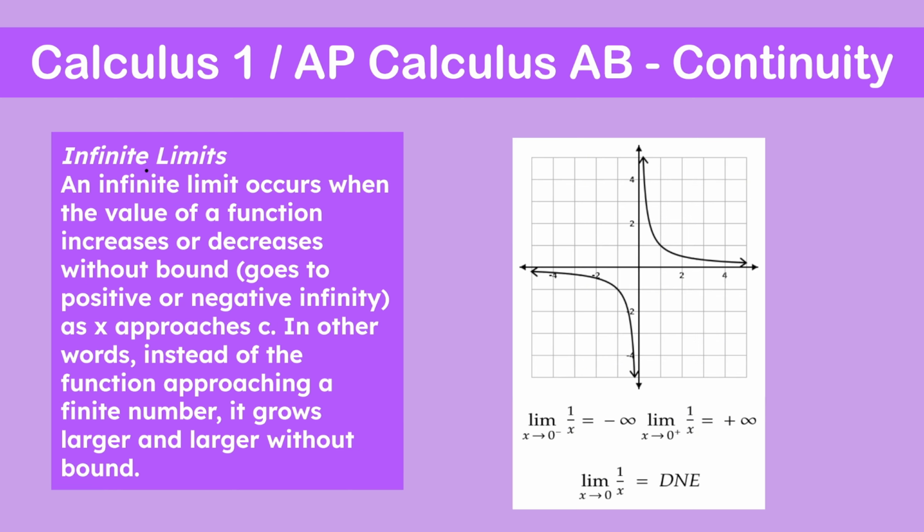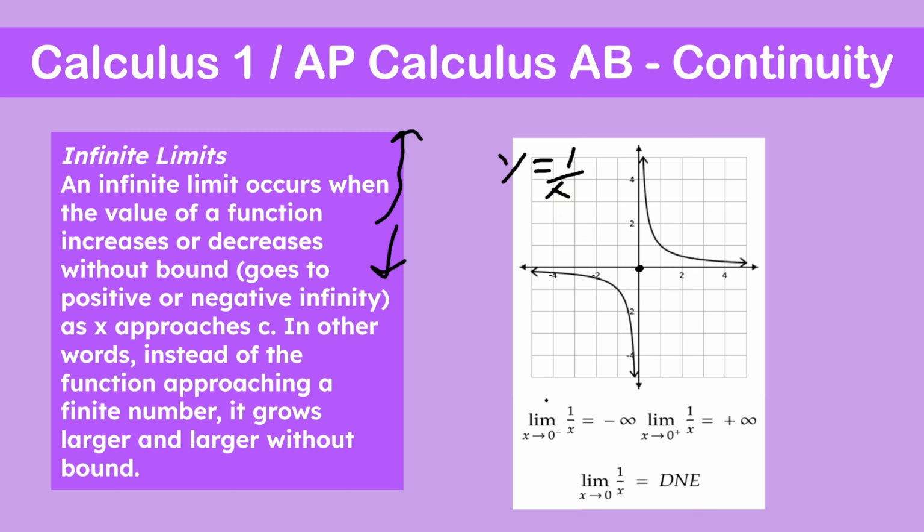Okay, so now let's talk about infinite limits. An infinite limit occurs when the value of a function increases or decreases without bound. So it either goes to positive infinity or negative infinity as x gets closer and closer to c. In other words, instead of the function approaching a single finite number, it grows larger and larger without bound. Over here we have the function 1 over x, and we're trying to see what happens as you get closer and closer to x equals 0.